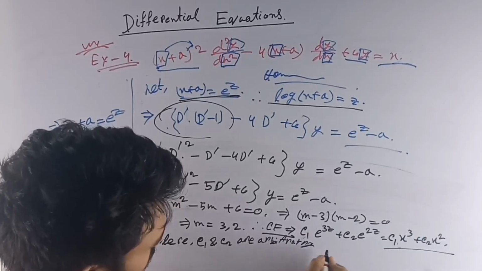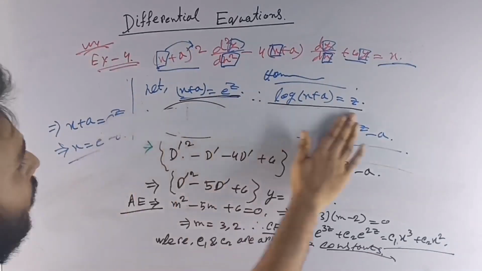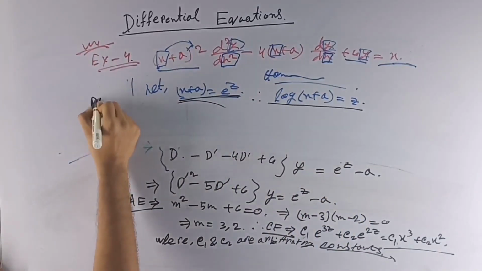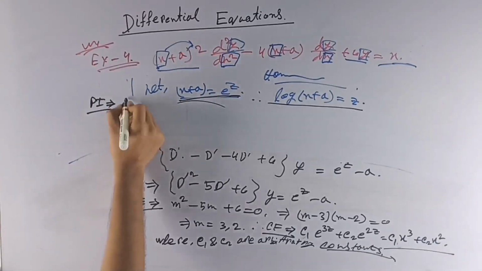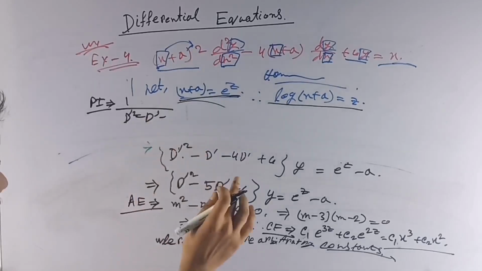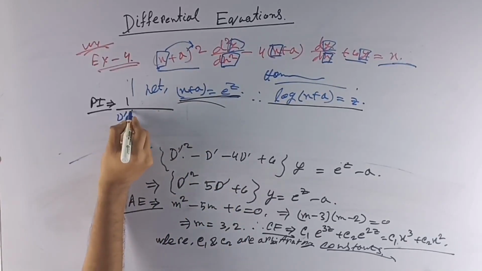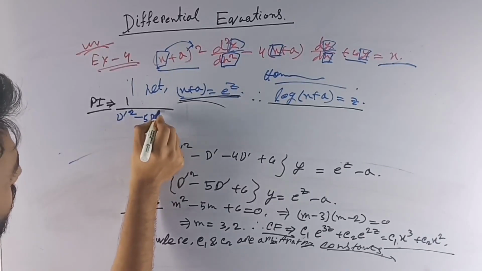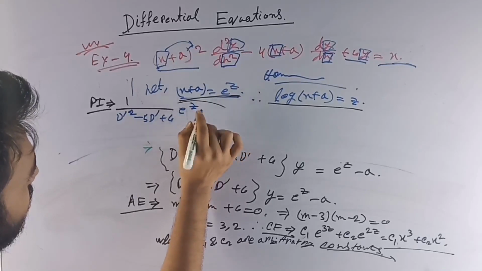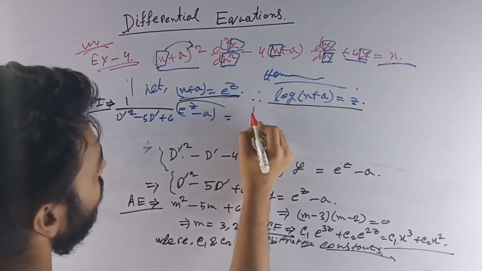Okay, that's very interesting. Arbitrary constant. Okay, so now find the pi. So therefore, first of all, 1 by d naught square minus 5d naught plus 6 of e to the power z minus a. Okay, so now first of all we watching that.